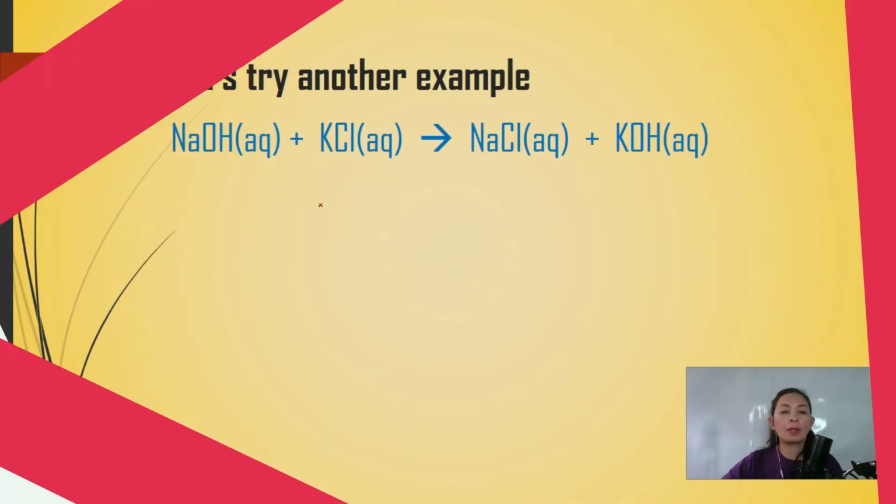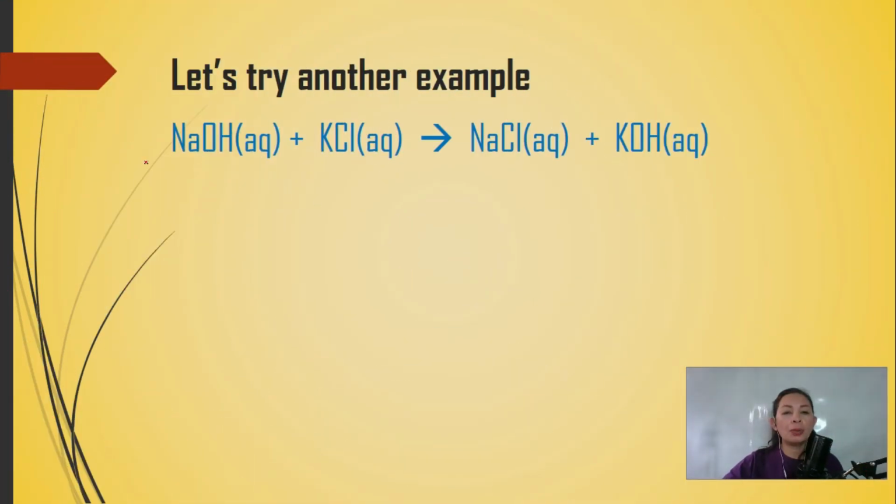Okay, next, let's try another example. So we have here our reactants, sodium hydroxide and potassium chloride. Both are also soluble in water. When they undergo a double displacement reaction, we produce sodium chloride and potassium hydroxide. If we check using our solubility rules, both sodium chloride and potassium hydroxide are soluble in water because of the presence of alkali metal ions.